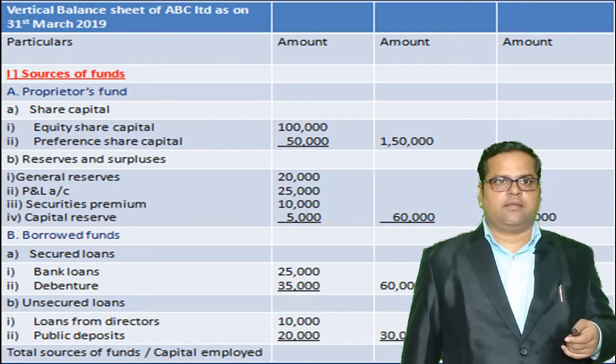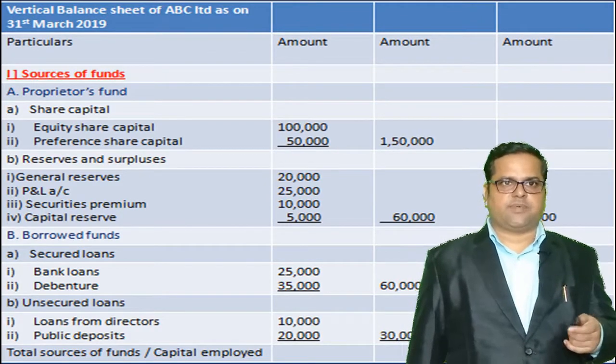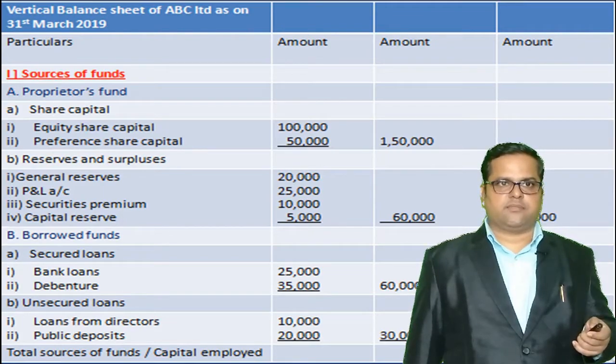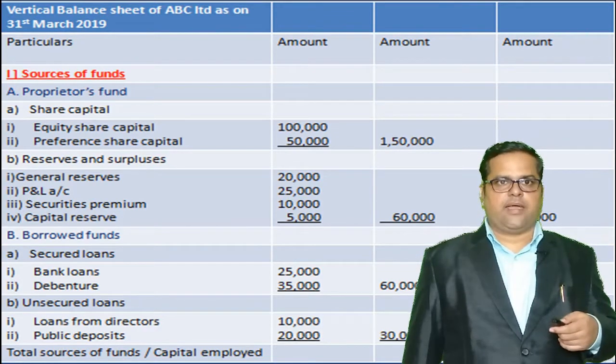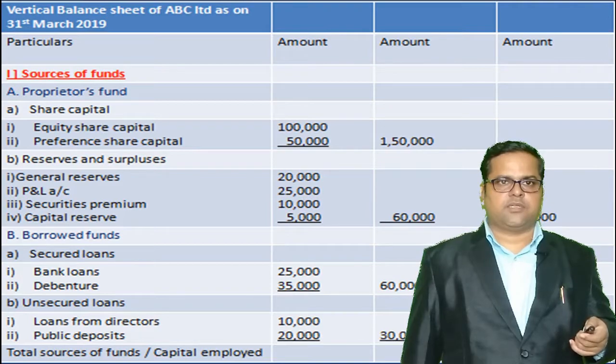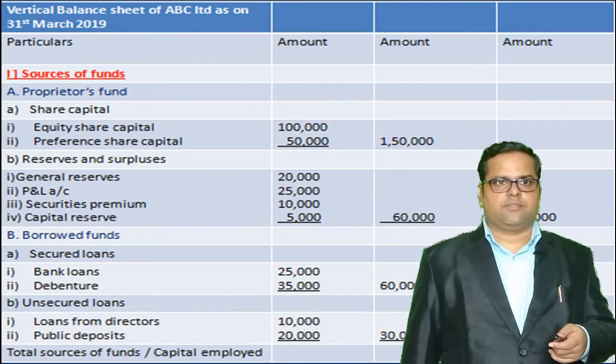Clear? Now we will write the second subheading, reserves and surpluses. Under this we had four items like general reserve, P&L, security premium and capital reserve. Again we will record the values which were there in the question in first column, and again we will take the total to second column.